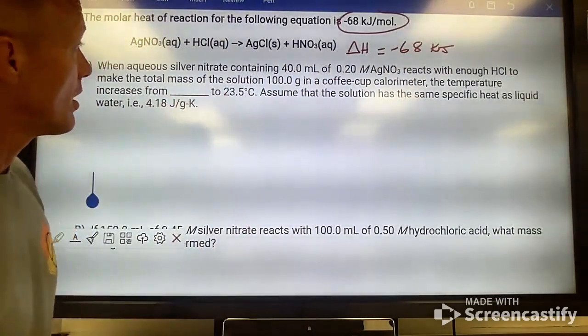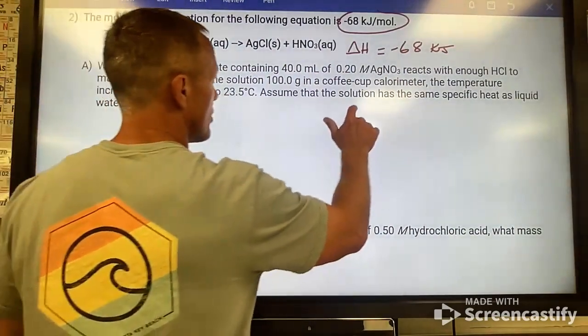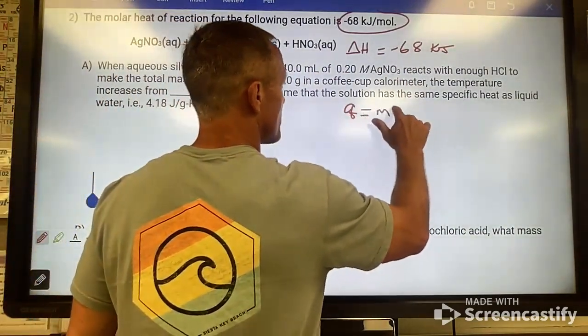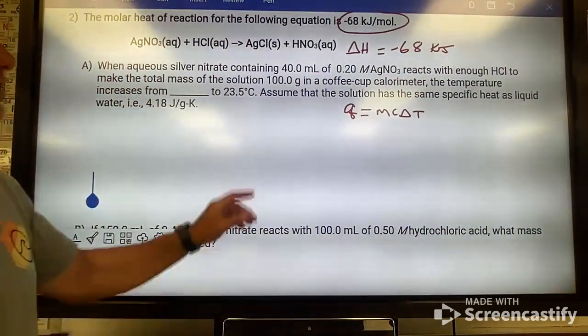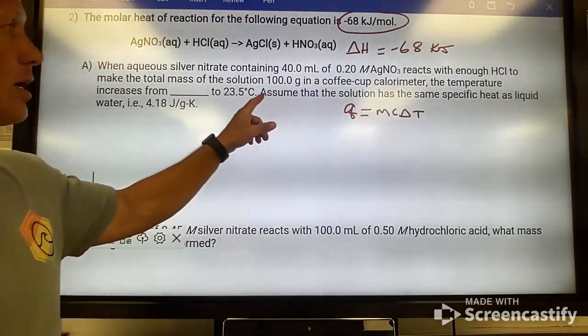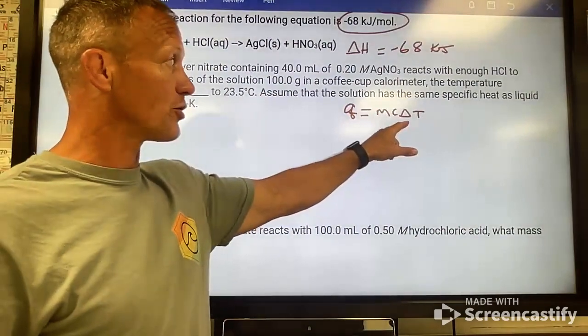So we might think, oh, I'm going to do Q equals MC delta T. You know, we have a specific heat. We have the mass of the solution. We're trying to figure out really this change in temperature. We also need to know Q.